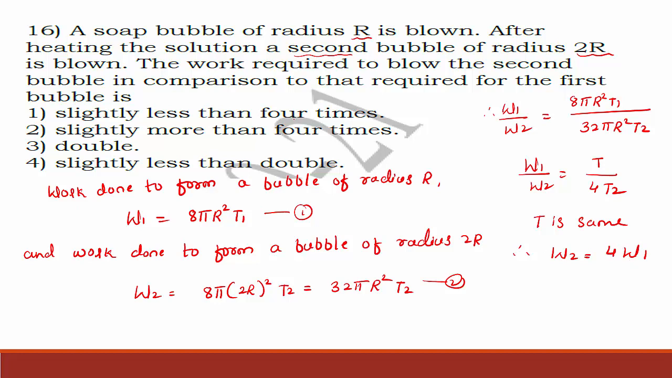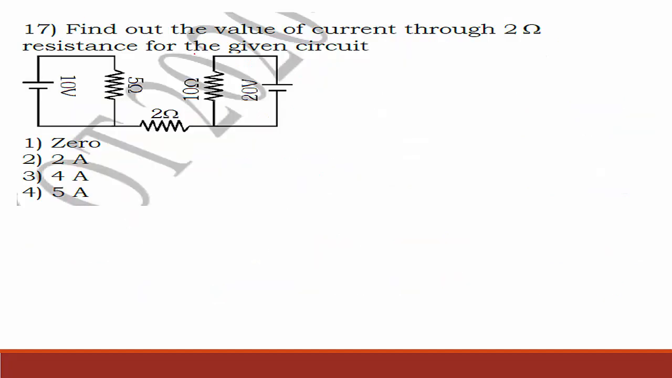But as given in the problem, temperature of solution is increased. Thus, its surface tension decreases. So I can write W2 is less than 4 times of W1. So the first option is right, that is slightly less than 4 times. Option 1 is right. Find out the value of current through 2 ohm resistance for the given circuit.